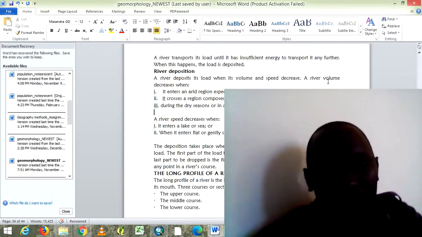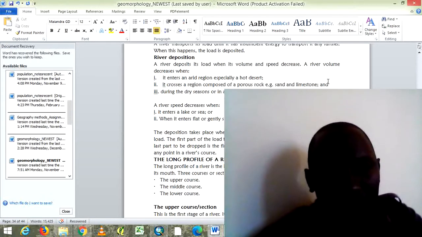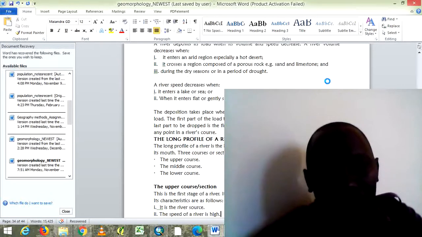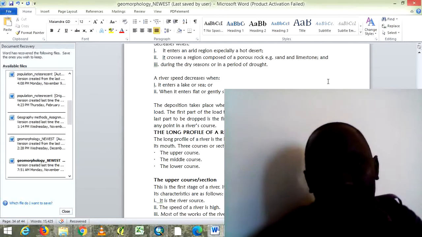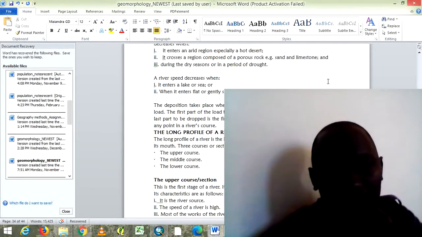Then the long profile of the river is the other concept. When you talk about the long profile of the river, it is the line following the course of a river from its source to the mouth. And this long profile of the river is divided into three sections. We have the upper course, we have the middle course, we have the lower course.